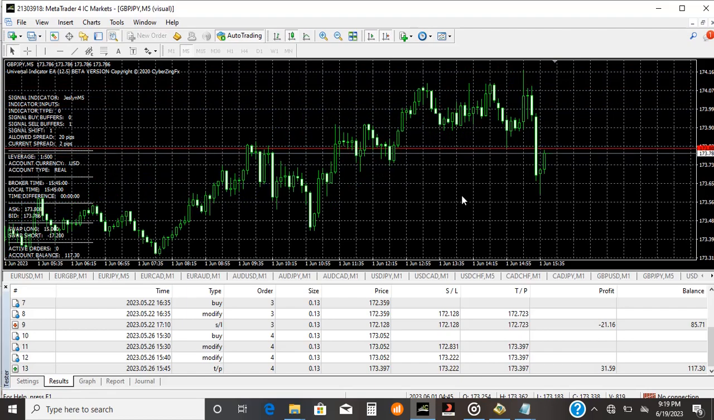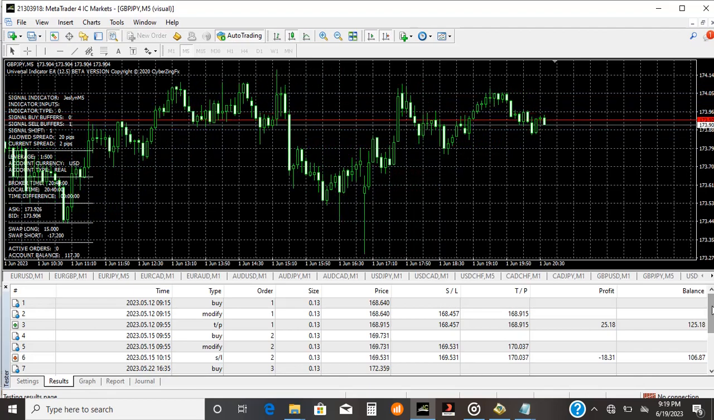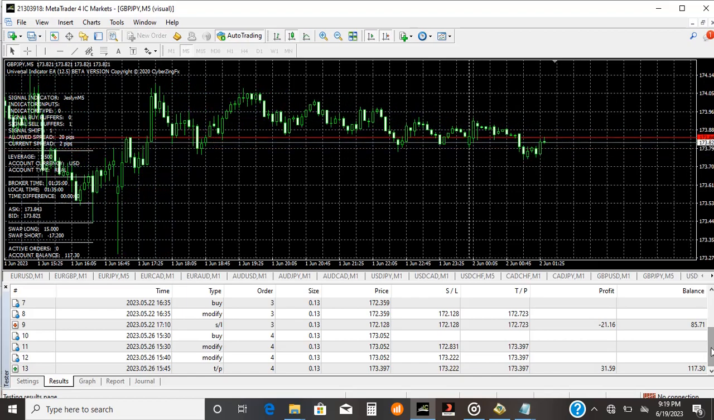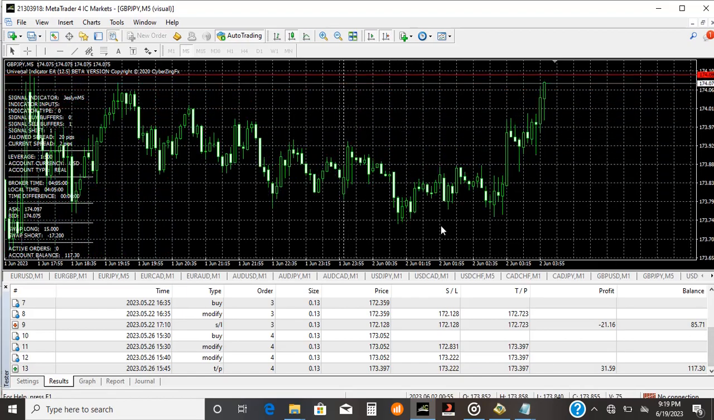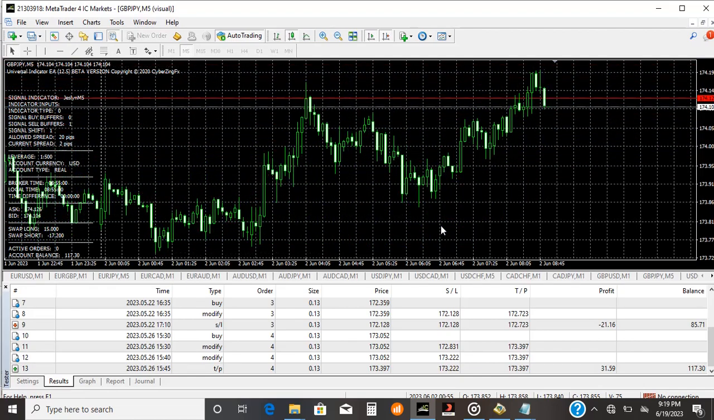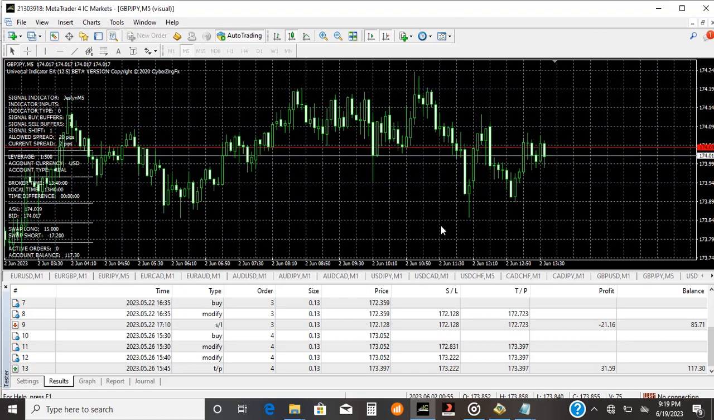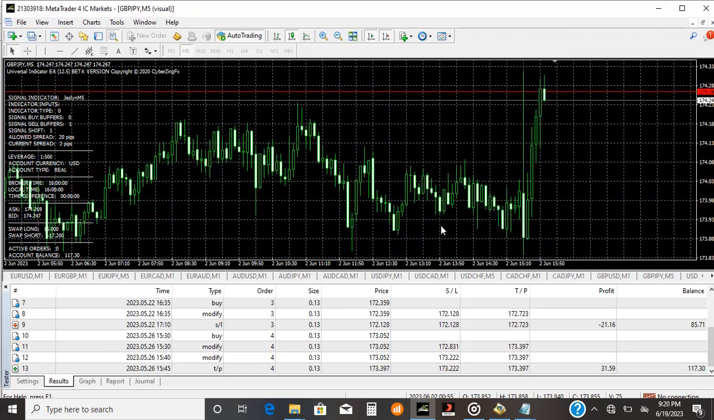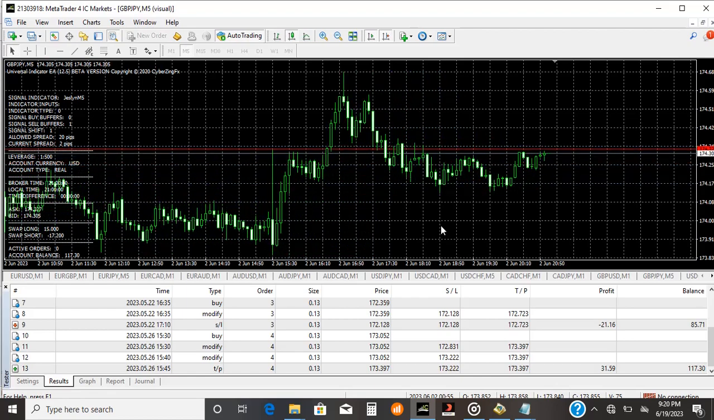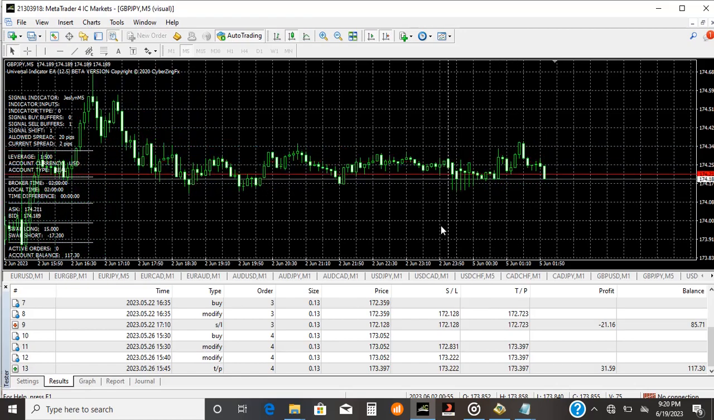Okay, so we have 4 trades here. 2 wins and 2 losses, but we're already in the money because of our money management style. So as you can see now, the win rate is at 50%, but you're still in the money.